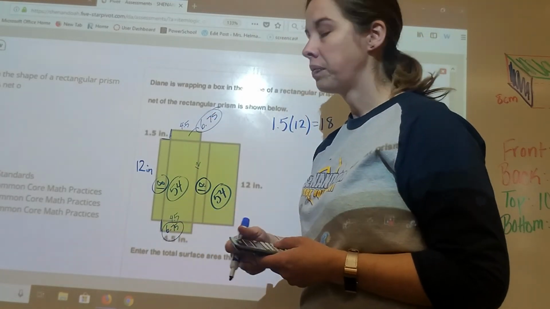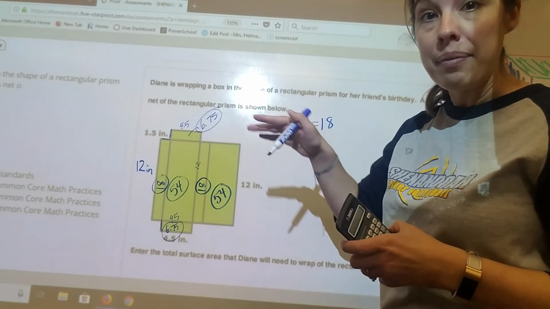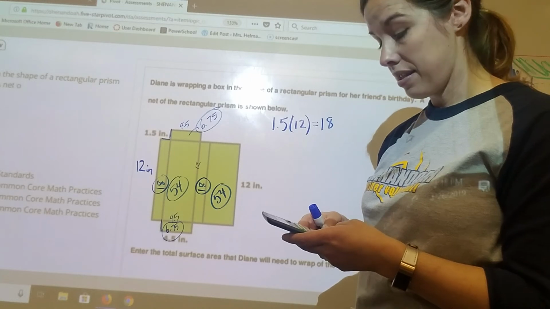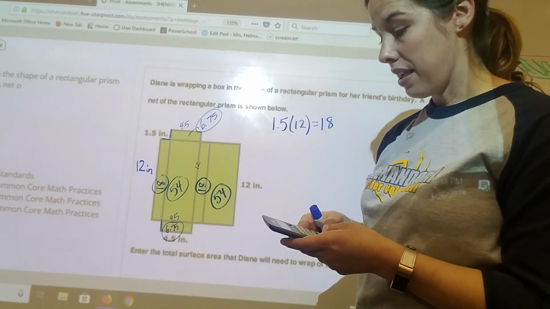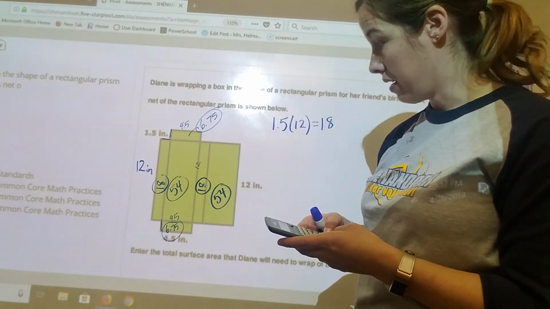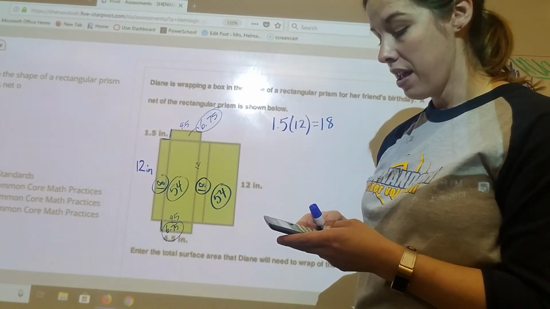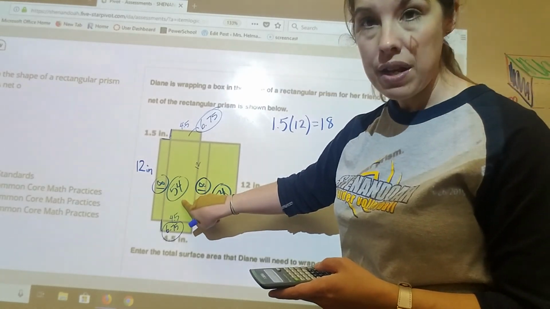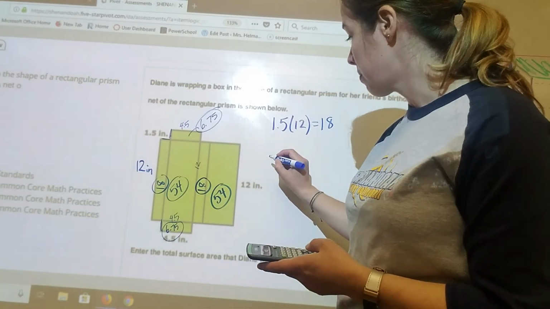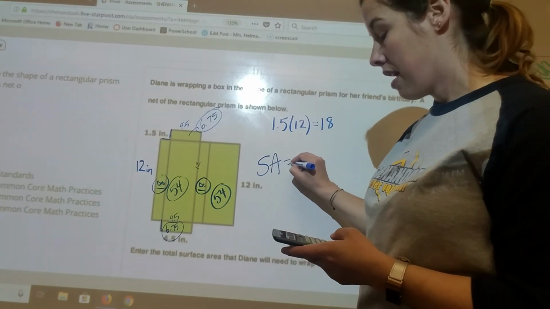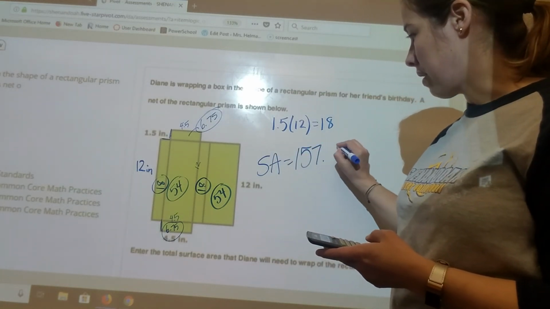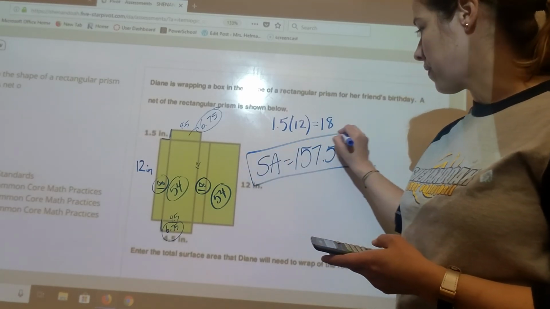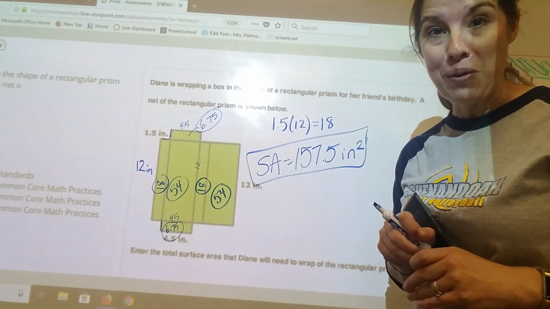Okay? So to find my total surface area, I'm going to add up all of my areas. Okay? So I'm going to take 18 plus 54 plus 18 plus 54 plus 6.75 plus 6.75. So all the areas of each rectangle, I just added up. Okay? So for my total surface area, I get 157.5 inches squared, because we know surface area is in square units.